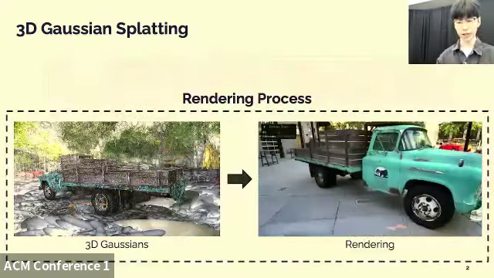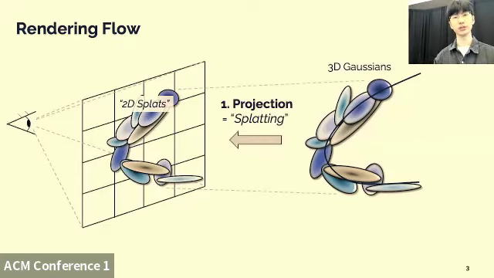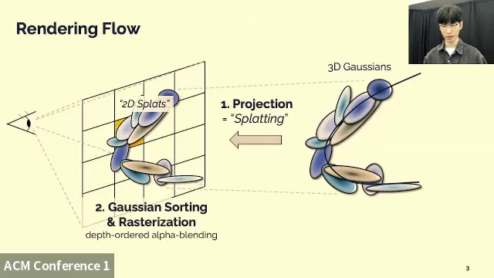Now, let me talk about the rendering process. When a novel viewpoint is given, we first project the Gaussians onto an image plane. This process is called splatting, and the projected Gaussians are called 2D splats. And then we sort the Gaussians by the depth value and accumulate the colors from the closest one.